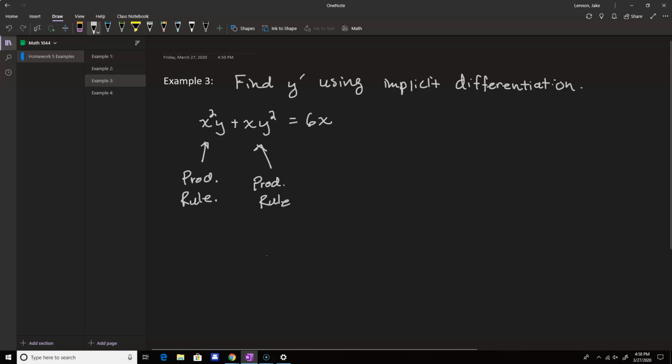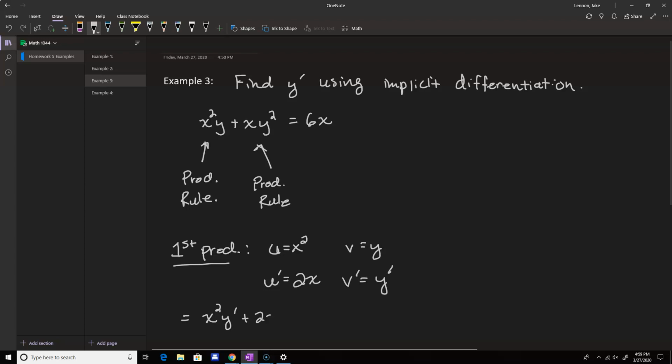So the first product rule, let's find its derivative. Remember, what we would call u is x squared, and v we would call y. So u prime would be the derivative of x squared, which is 2x, and the derivative of v, right, we're thinking of y as a function, so the derivative is not 1. We're going to think of it as just y prime, and that's what we're going to try and solve for. So our first product rule is going to be x squared y prime plus 2xy. So that's our first product rule.